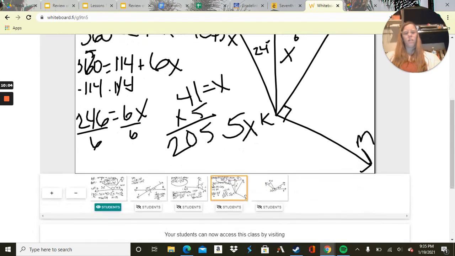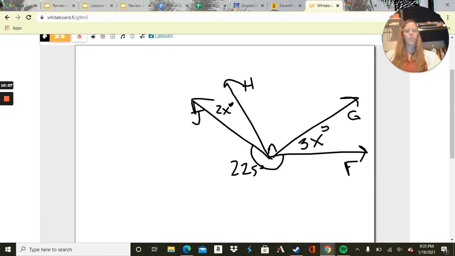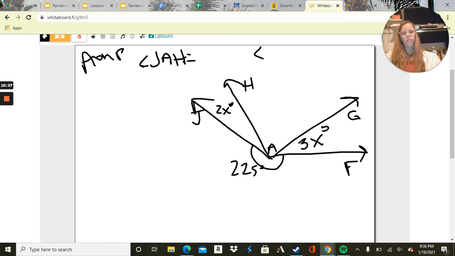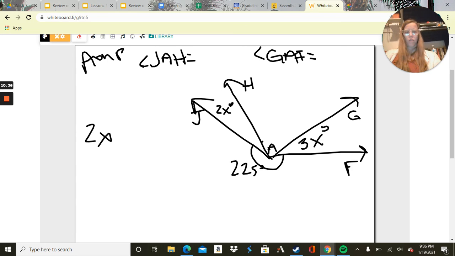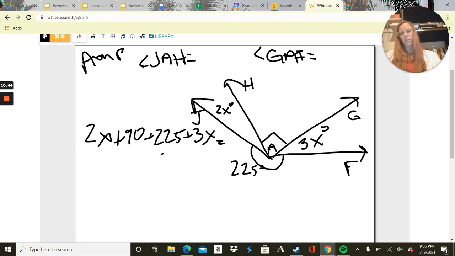That makes sense? Last one. This one is again going to all add up to 360, so angles on a point. We are looking to find what angle is that? That's A. So angle JAH and angle GAF. So we have 2x. Also, this should be a right angle. Plus 90 plus 225 plus 3x all equals 360.